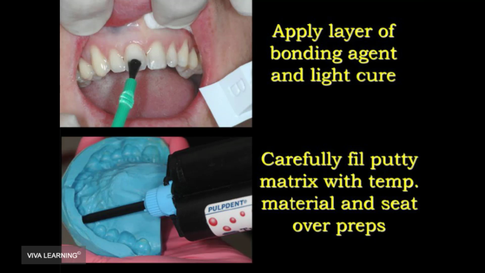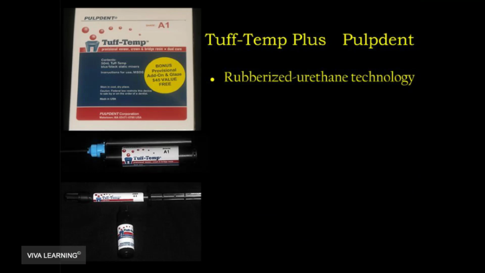Seat our matrix. We'll go ahead and put some provisional material. In this case, we're using Pulpdent's Tough Temp material, which I like a lot, and DMG also has a great product, their Luxatemp, which is a really good product. We use that a lot of times too. We go ahead and fill our matrix, and one little caution here: if it's a very thin veneer, a minimal prep veneer, you don't want to put a lot of material in the tray, otherwise you'll have a lot more excess. So just put a small amount in the facial surface of the matrix. And then we'll go ahead, and here we see the Tough Temp, and one of the things I like about it is it's got the new rubberized urethane technology.